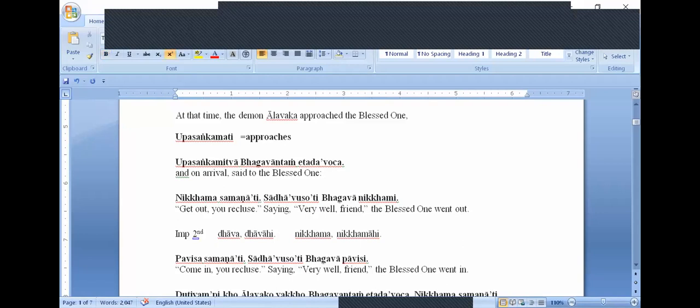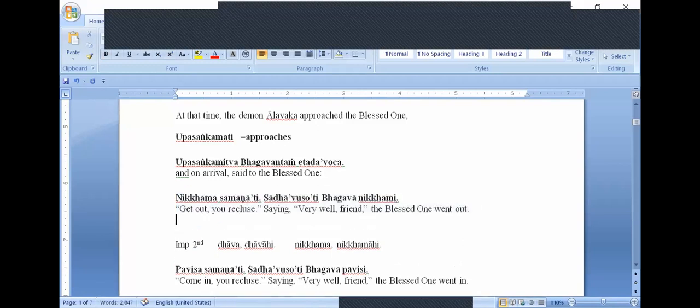So instead of using the hi, this is too long, so they just use the short version, nikkhama. So this is imperative second person. Samana is in the vocative case. All right, get out, or you get out, recluse. Sometimes we can translate samana as recluse, ascetic. Sometimes they translate it as monk also.